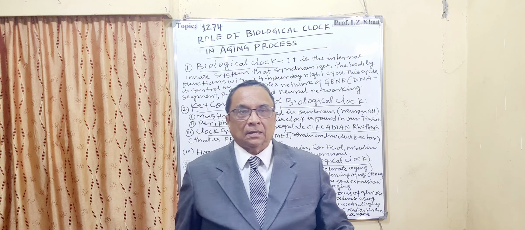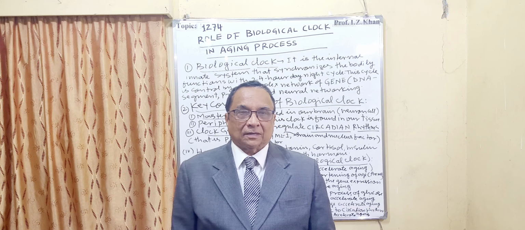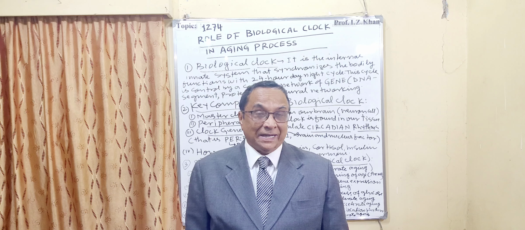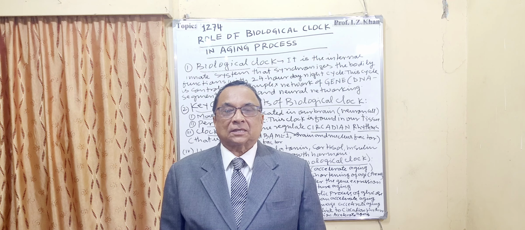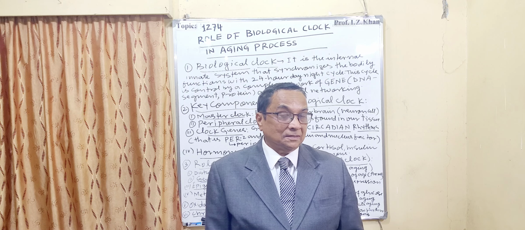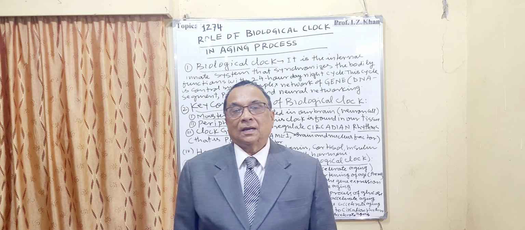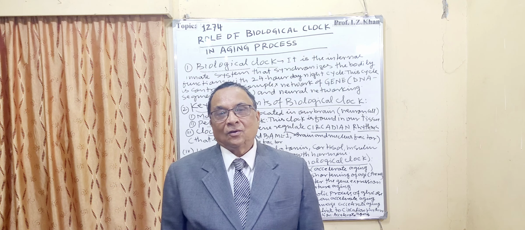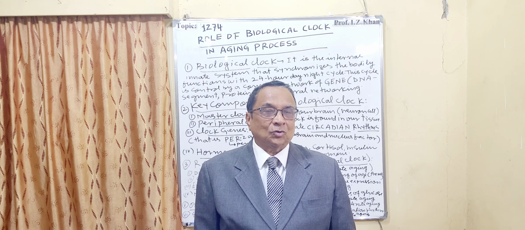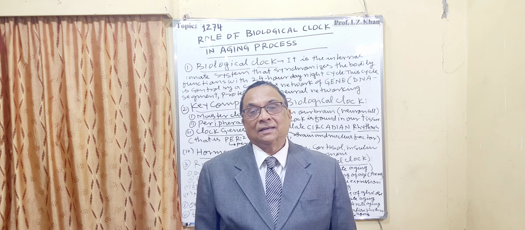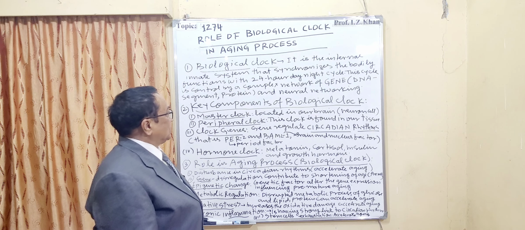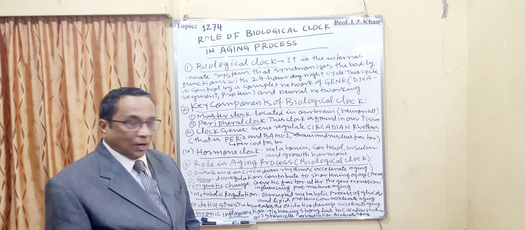Actually this topic or chapter, that is the biological clock, and how it is involved in the aging process, is complex and very lengthy. So I have tried to summarize it as much as possible. So here I have mentioned what the components and agents of the biological clock are, to maintain it or to accelerate the aging process. So we should try to understand what the biological clock is.